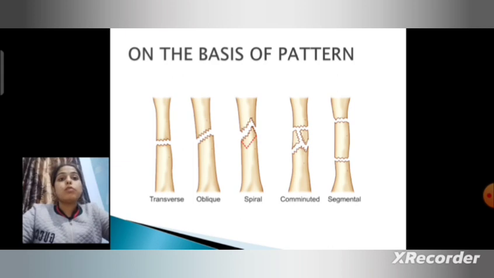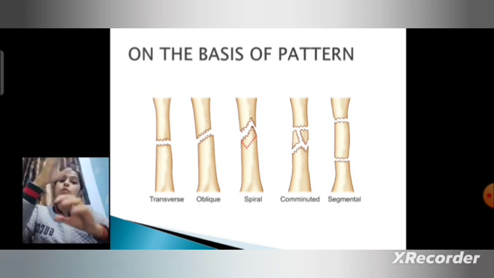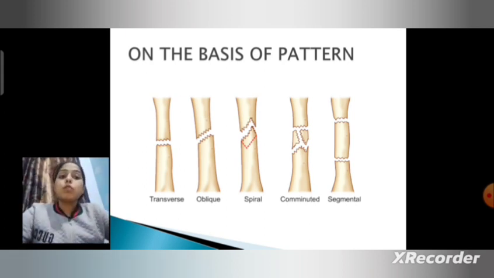On the basis of this, next classification of fracture is based on the pattern. So in this diagram, types of fractures are shown. First is transverse fracture, a straight line fracture. Second is oblique fracture. Third is spiral fracture. In spiral fracture, the bone fragments move in opposite directions. Next is comminuted fracture, when bone breaks in many fragments. Next is segmental fractures.